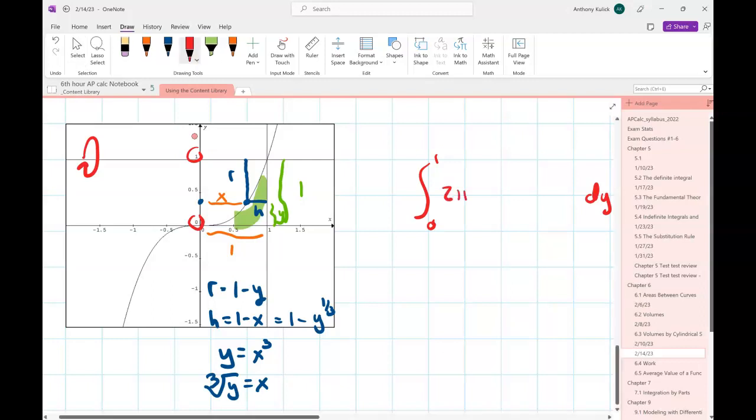So I have 2 pi r times h. And then it's just integration time from there.